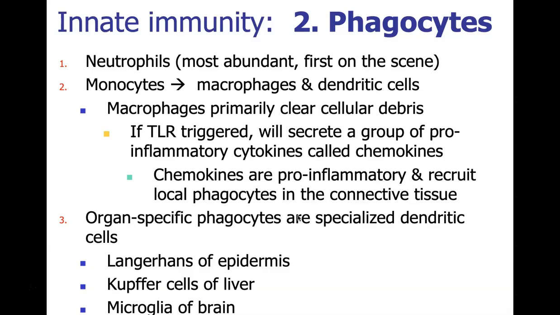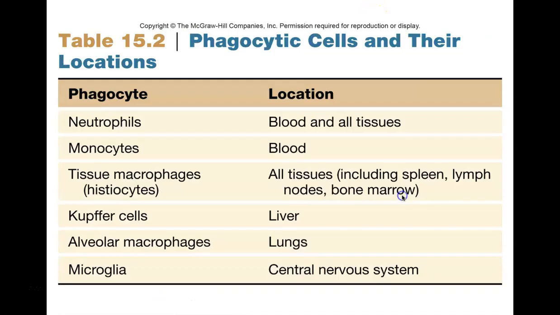Okay. So if these TLRs are triggered, it will secrete a group of pro-inflammatory cytokines called chemokines that are pro-inflammatory and help recruit local phagocytes into the connective tissue. We also see organ-specific phagocytes, like the Langerhans of the epidermis, Kupffer cells in the liver, and microglia in the brain that help phagocytose or eat foreign particles. Okay, so here's a table of the phagocytic cells and their locations in the body. So you can go ahead and look at these and think about what they're doing there.